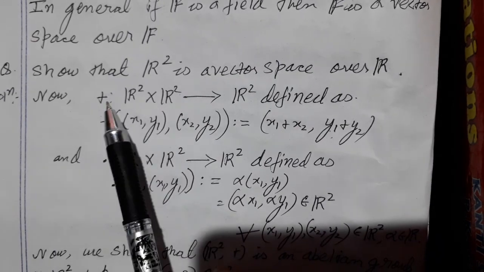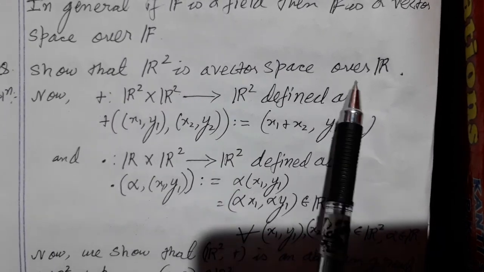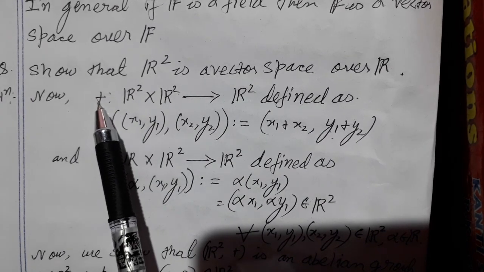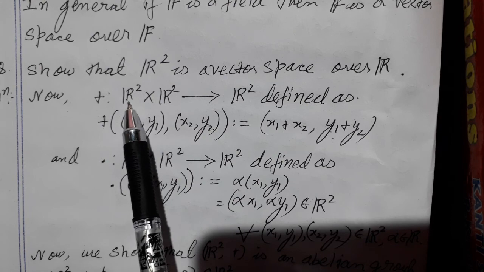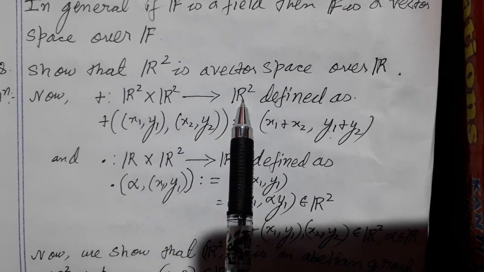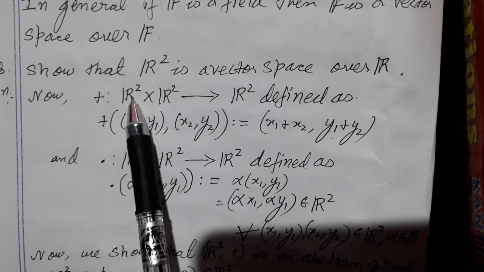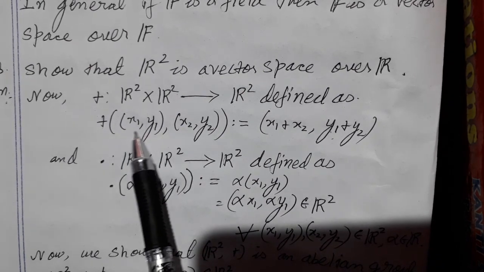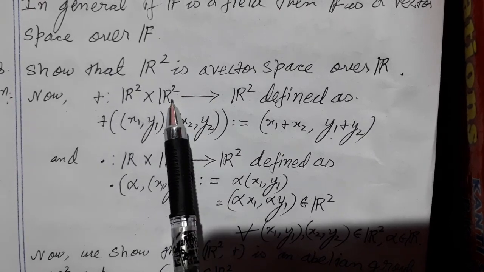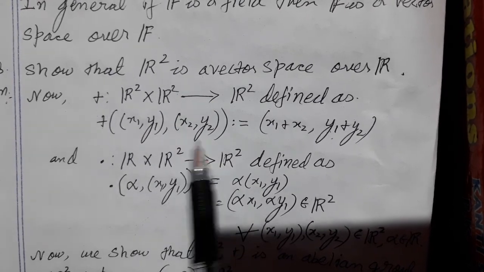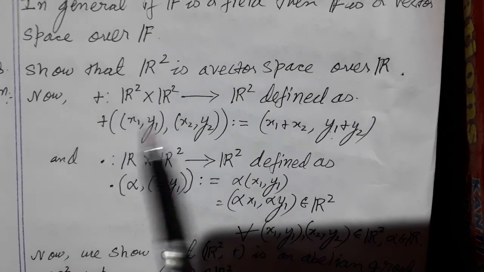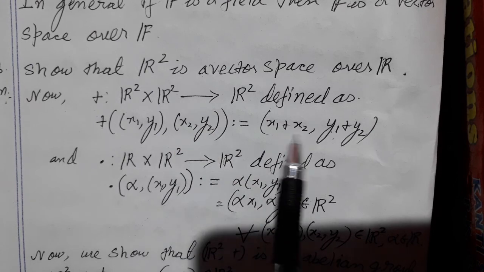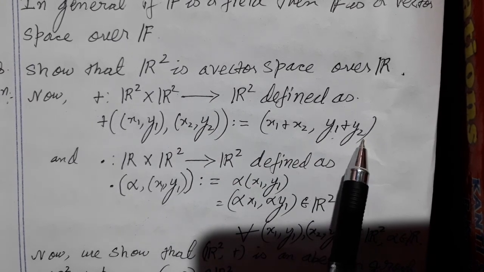Now I will try to show that R squared is a vector space over R. So I'm taking R squared. So I'm defining two operations, one is addition and the other is scalar multiplication. So R squared cross R squared, I have to go to R squared. I will take any one element from here. The elements will be coordinate wise, two coordinates, two tuples. So x1, y1, and here also the elements will be tuples, that is x2, y2. So this is sent to where? x1 plus x2 comma y1 plus y2.